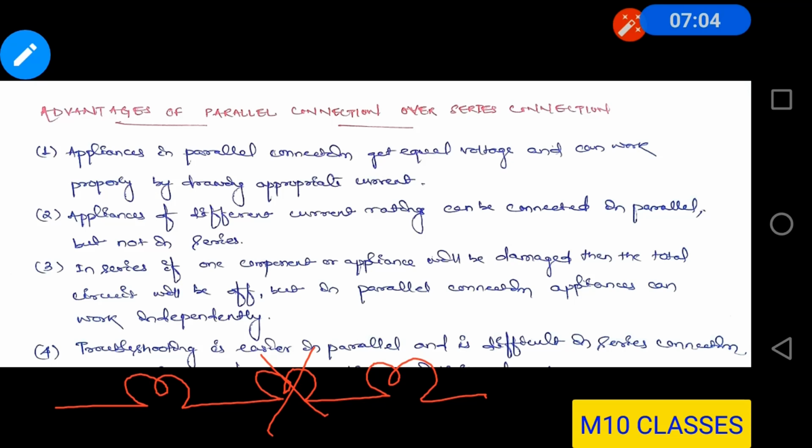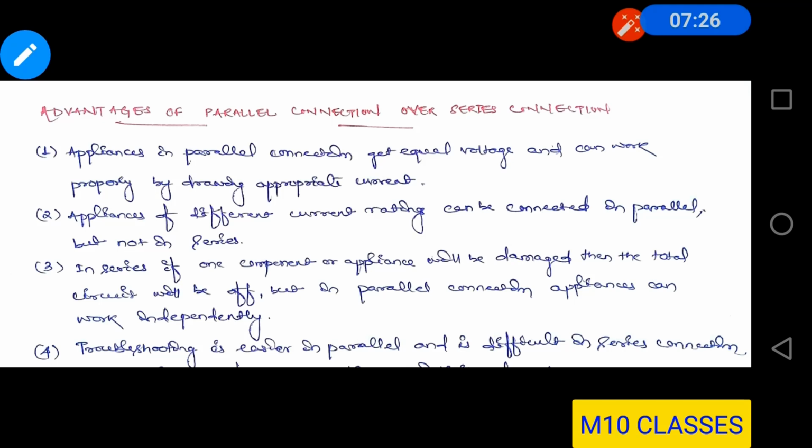Now consider in your home, let's say you have 5 bulbs in 5 rooms. If one bulb gets damaged in one room, do the other bulbs not work? They do work properly, so they can work independently, which doesn't happen in case of series connection.